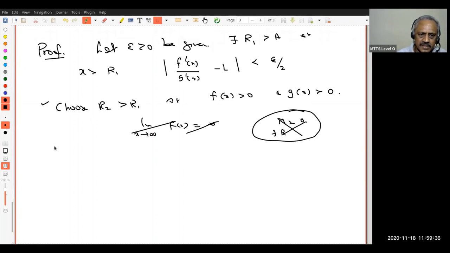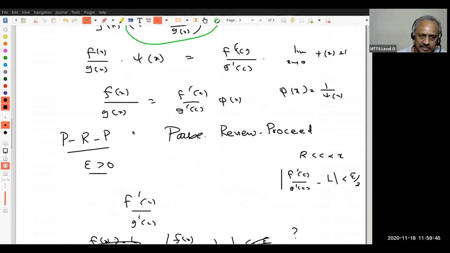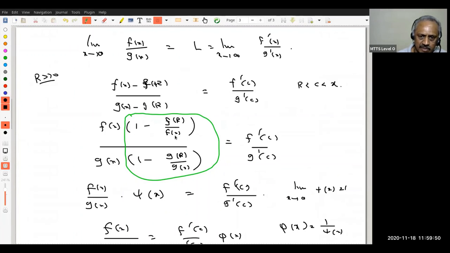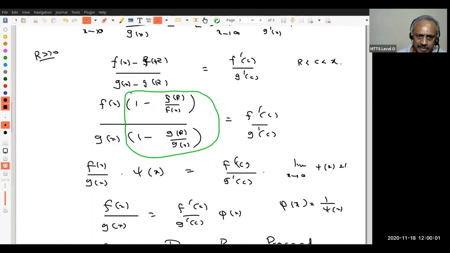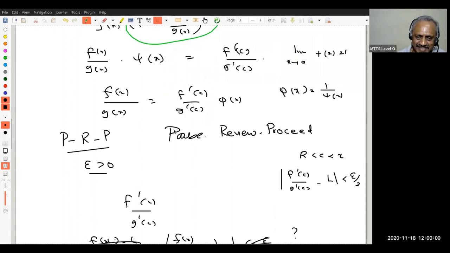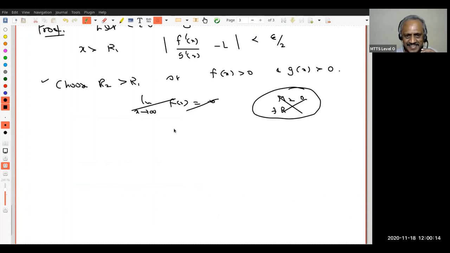Is that clear? Now, what do I want to do? Let's go back to my trick. My trick was I want to write (f(x) minus f(R)) by (g(x) minus g(R)), and I also wanted to make sure that f(R) by f(x) is less than 1. Therefore, 1 minus this will be positive. This will also be 0. You follow that? Therefore, since g(x) is never 0, phi(x) equal to 1 by psi(x) will make sense. You follow this? I'm really worried. The way mathematics and analysis start, students only know how to think linearly. Anyway, let us do that.